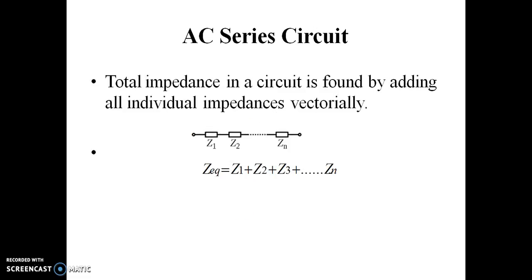Total impedance in a circuit is found by adding all individual impedances vectorially. From the given figure, we have several different impedances connected in series, Z1, Z2, Z3 up to Zn. So the equivalent impedance is given by Z1 plus Z2 plus Z3 up to Zn.